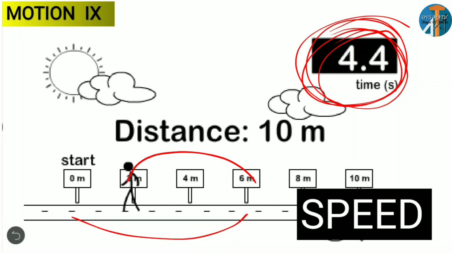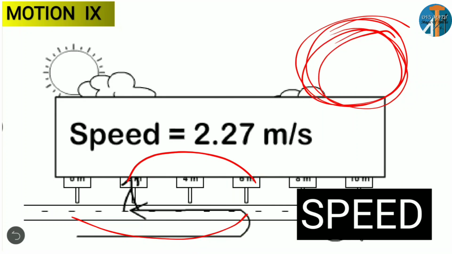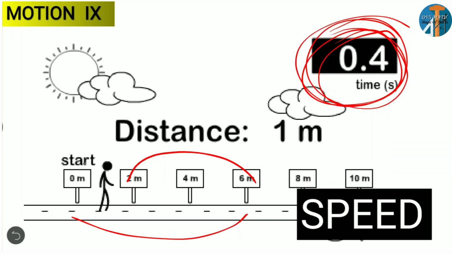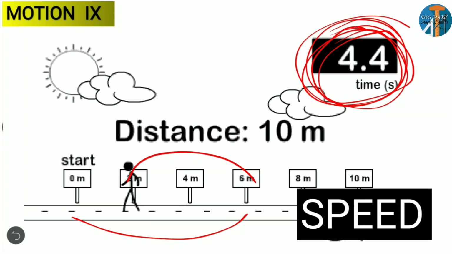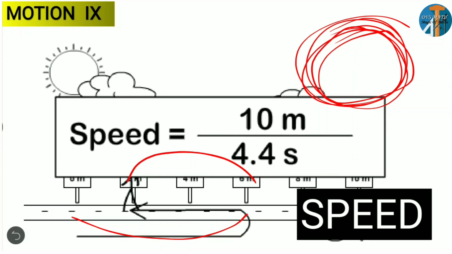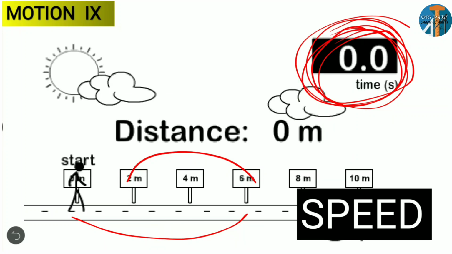Observe this video again clearly. He will go for 6 meter, then he will come back 4 meter. 6 plus 4, 10. The time by that was 4.4 seconds. So 10 by 4.4, you got 2.27 meter per second. Clear? So let's move on to the next, that is velocity.